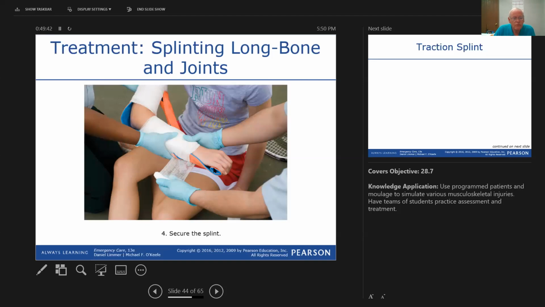So you're going to apply this orange and blue splint, and then we have to do some way to secure it to that extremity. Here they're using roller gauze. Theoretically, you could use tape. I wouldn't want tape on somebody's skin though, but theoretically you could.